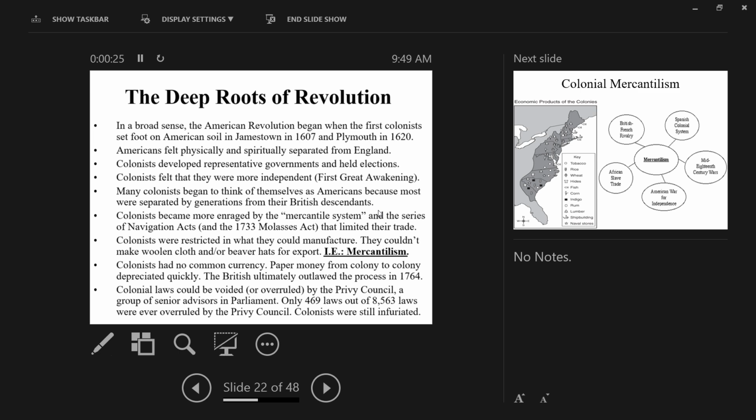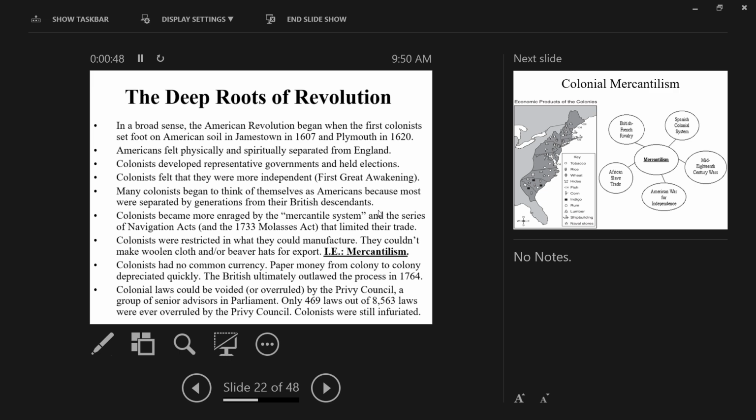But obviously the Brits don't want to have to continue to pay for Native American conflict beyond Appalachia, but they also have a massive debt that they've got to pay off. And that's the direction we're heading in today, because we're going to be talking about taxation. So let's talk a little bit about the deep roots of revolution.